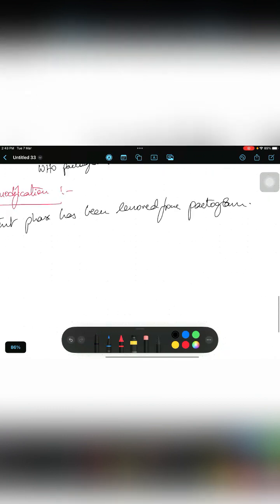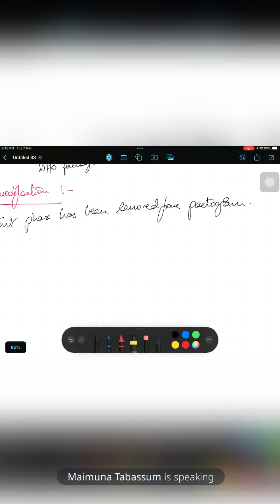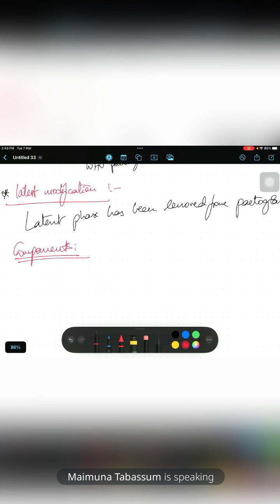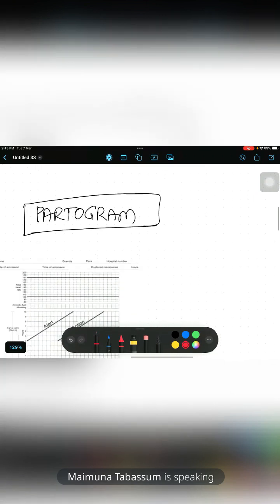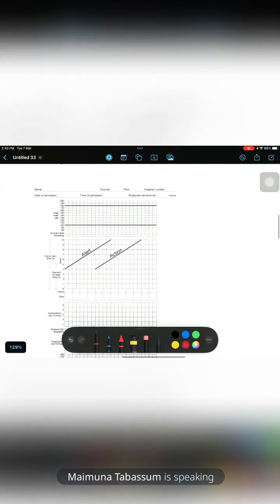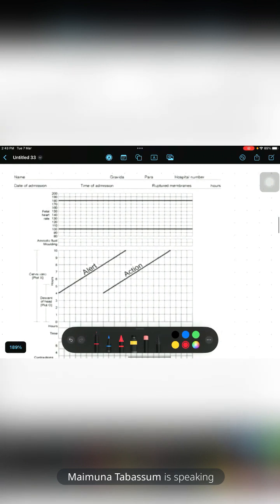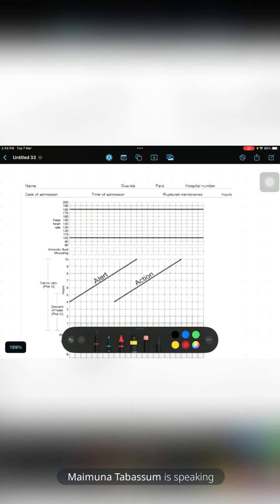Then what are the components of the partogram? Coming to the components, all the theoretical data is good in Mudaliar. So no need to go around, just read Mudaliar, that's enough for partogram. So let's see in detail about the partogram. What are the components?